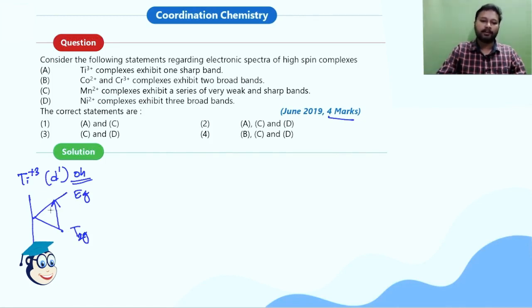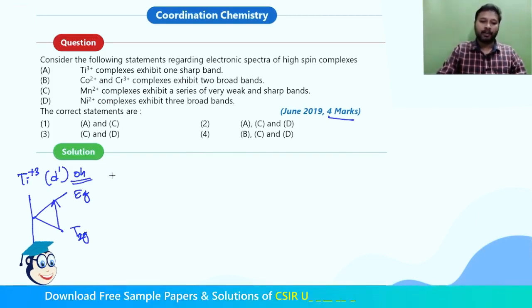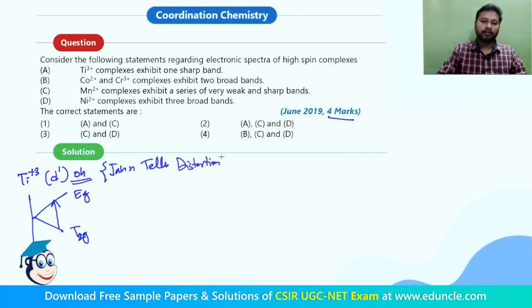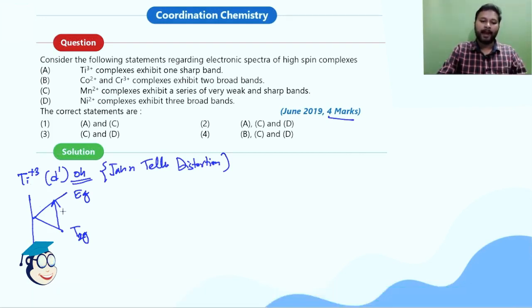So there is just one transition possible, but whether this transition will be sharp or broad depends upon whether there is distortion or not. D1 is going to give you a weak Jahn-Teller distortion. Due to this Jahn-Teller distortion, this band is going to become broad. So titanium in +3 state gives you a broad band, not a sharp band. So that means the first statement is not correct.